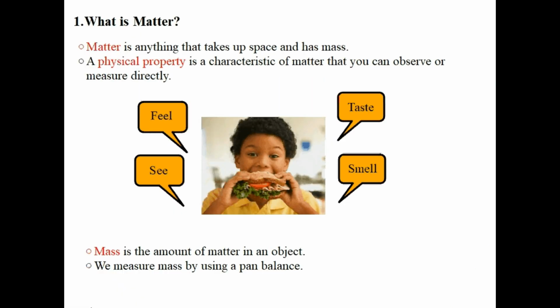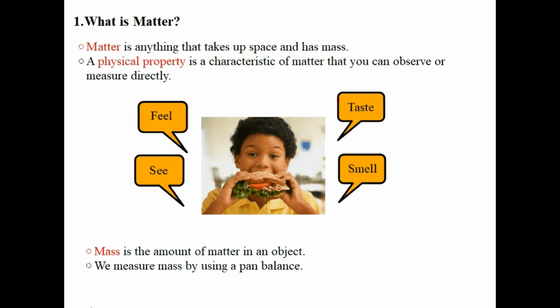First of all, we need to know what is matter. By definition, matter is anything that takes up space and has mass. If you look around you, you might see many objects. Every object is made up of matter.